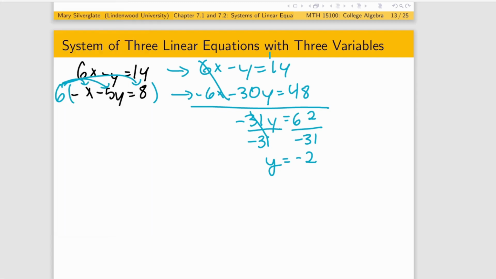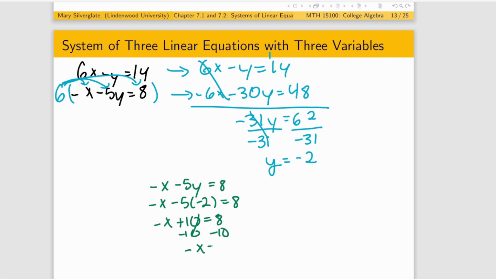So I'm going to first find x because I already have y and x in a single equation with each other. I could pick either equation. I'm just going to pick the second one. So we have negative x minus 5y is equal to 8. We want to plug in that negative 2 for y. Negative 5 times negative 2 is positive 10. Subtract 10 from both sides. Negative x is equal to negative 2. Divide by negative 1. X is equal to 2.